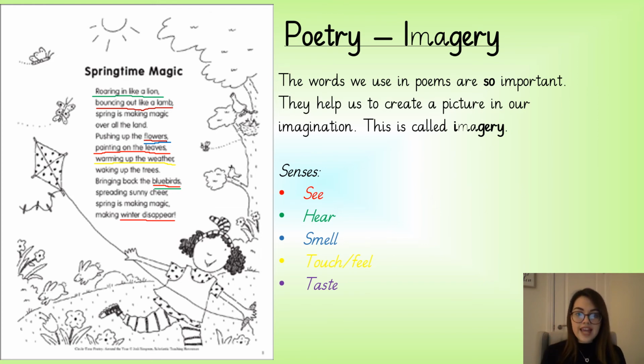So you can see on our poem, we use lots of different senses. It's mostly what we can see, but there are little bits about what we can hear, what we can feel, what we might be able to smell, and what we might be able to touch. These senses all help us to create an image in our mind, which is where our imagery comes into play when we write our poems.